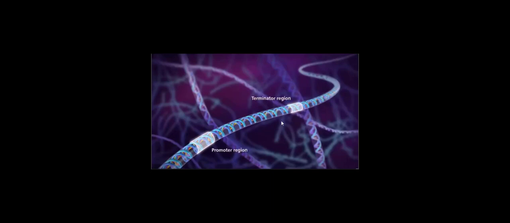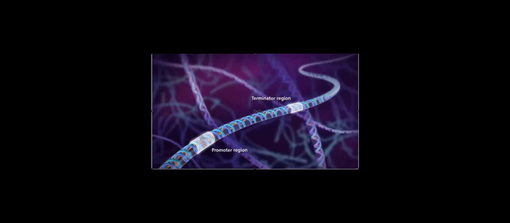The beginning of the gene is the promoter. This is the promoter. The end of the gene is the termination signal, or terminator region. What are the differences between promoter region and termination signal? Promoter is located at the beginning of the gene, while termination signal is located at the end of the gene. Promoter initiates transcription, while the termination signal is the signal for ending transcription.